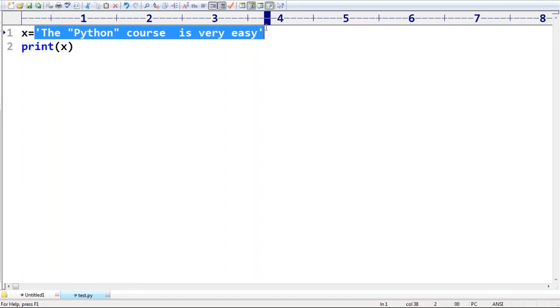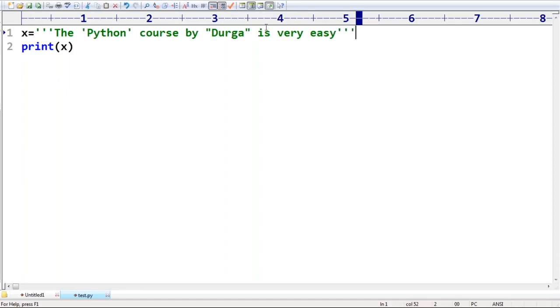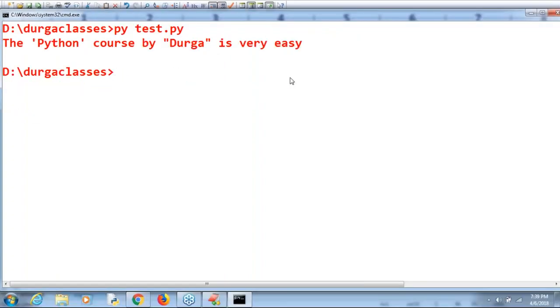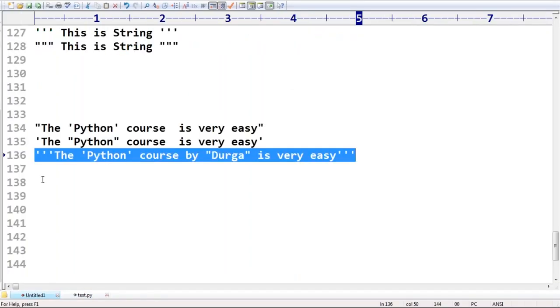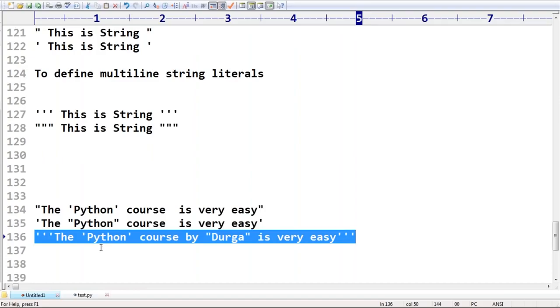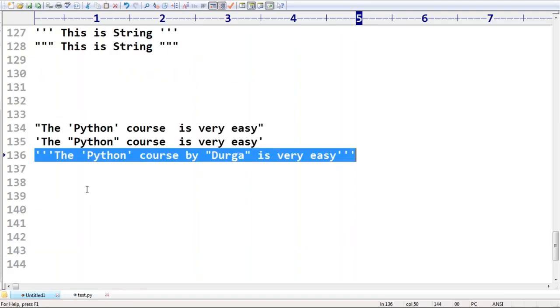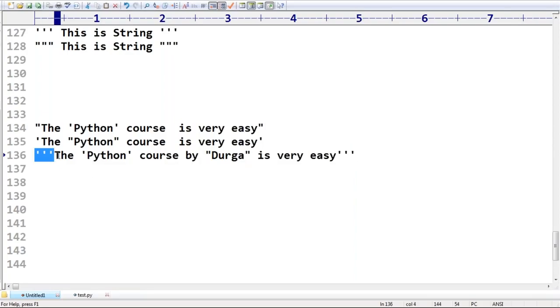This is the use of triple single quote and triple double quotes, right? Now have a look once. The Python course by Durga is very easy. Clear for all, right? So triple quote symbols we can use for two purposes. One purpose is to define multi-line string literals. Second one, to use single quotes and double quotes as symbols in our string literal, then better to go for triple quotes. Clear?